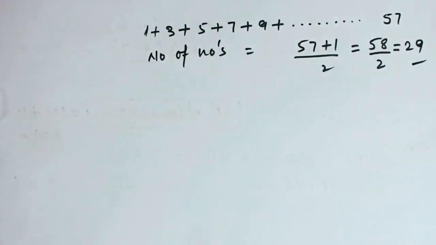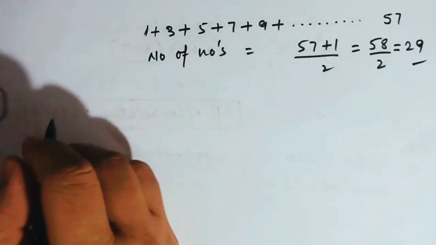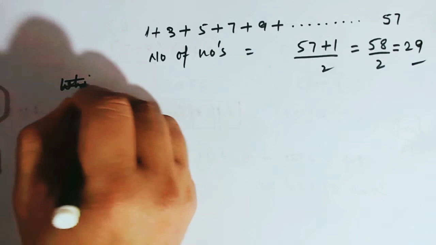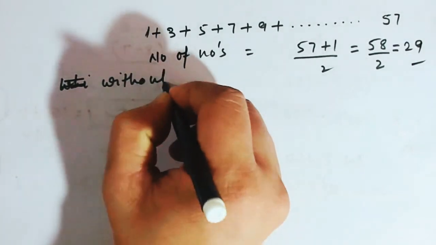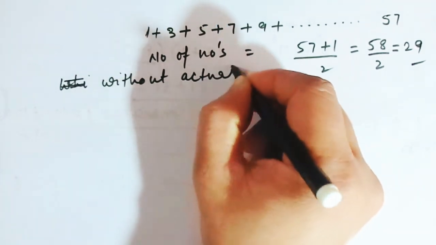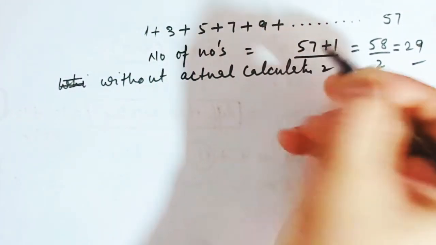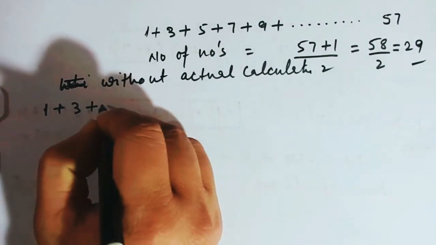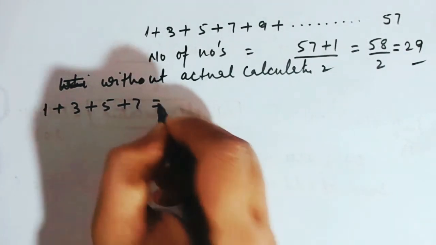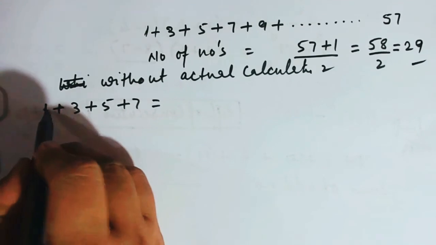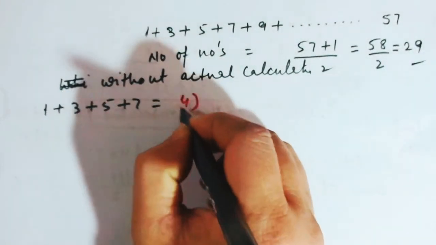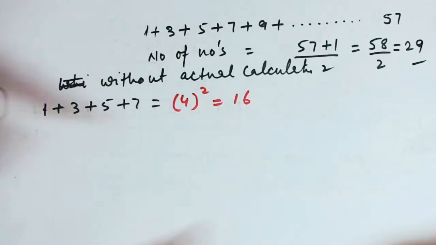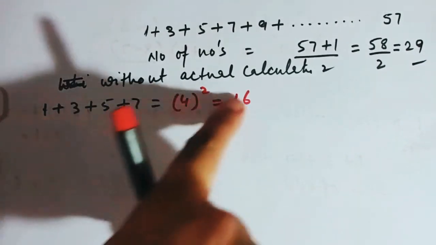So this is the way how to find the number of numbers. Now without actual calculation, find the sum of, for example, 1... without calculation. Okay, fine. So they are actually making our task easier. Have a look. 1 plus 3 plus 5 plus 7. How many numbers are there? The number of numbers here are 1, 2, 3, 4. 4 numbers are there. So 4 square is equal to 16. When you add all of them, you will get 16.